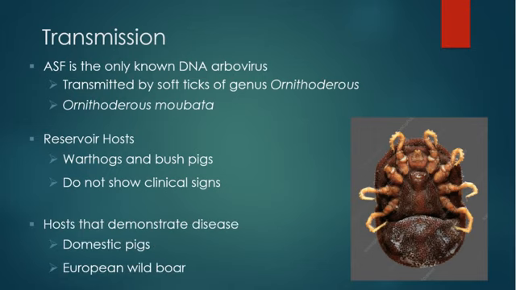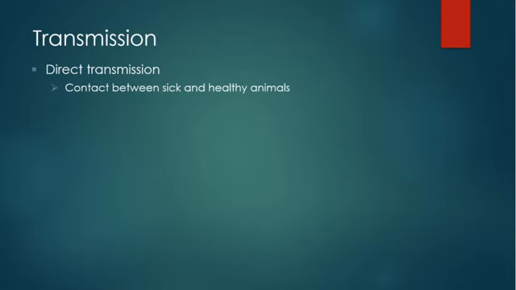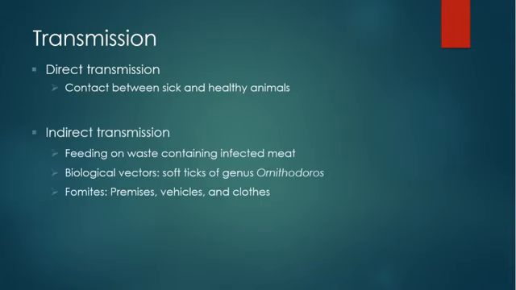Hosts that do demonstrate disease include domestic pigs and also the European wild boar. So one way of transmission is by direct transmission. That's just when sick pigs contact healthy animals and then they'll develop the disease. There's also indirect transmission as well. That's when pigs feed on waste that includes that infected pork meat. And again, the biological factors, so that tick, the Ornithodoros, and also fomites as well.